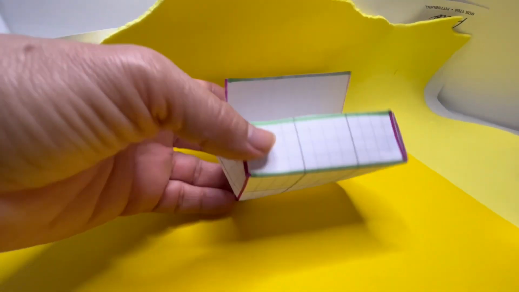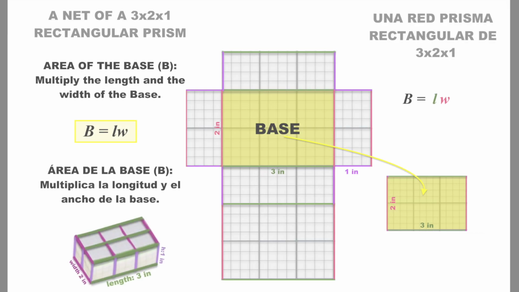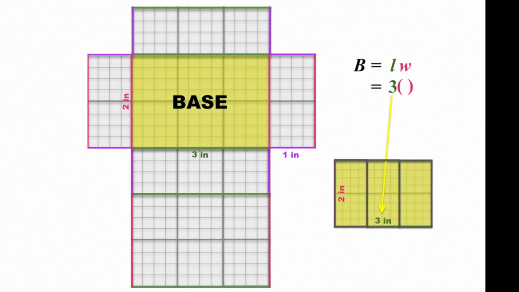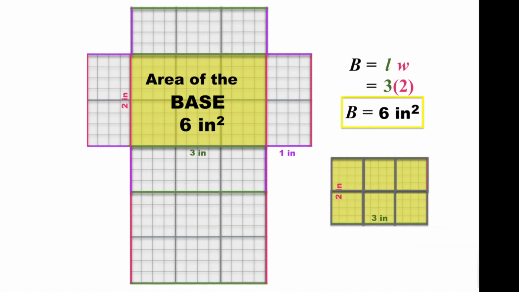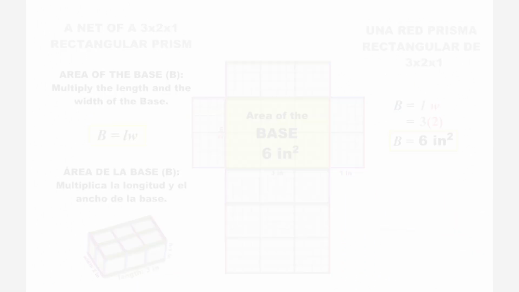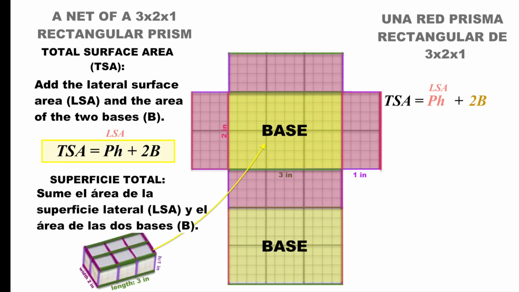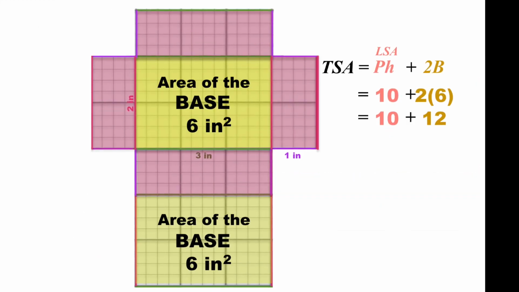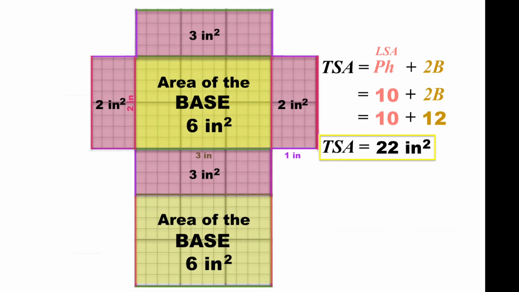The rectangular base measures 3 by 2 inches. The area of the base is length times width, or 3 times 2. So the area of the base measures 6 square inches. The total surface area is the sum of the lateral surface area and the two bases, for a total surface area of 22 square inches.